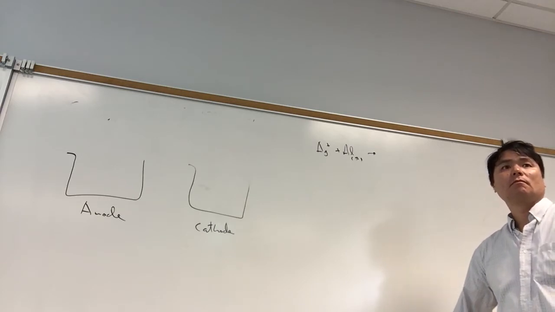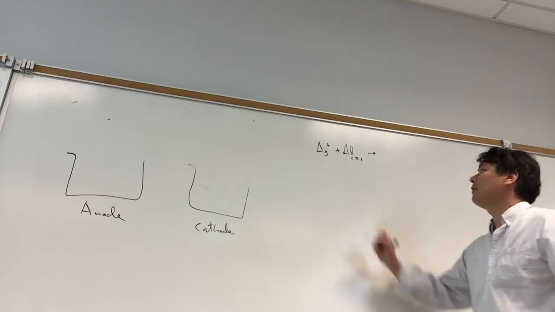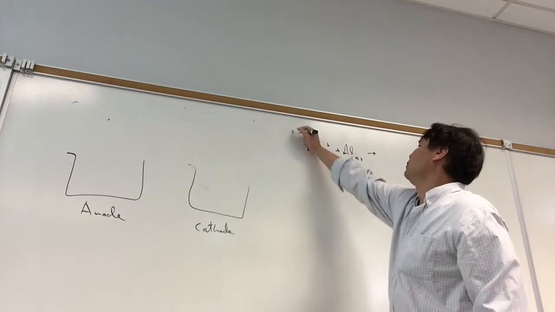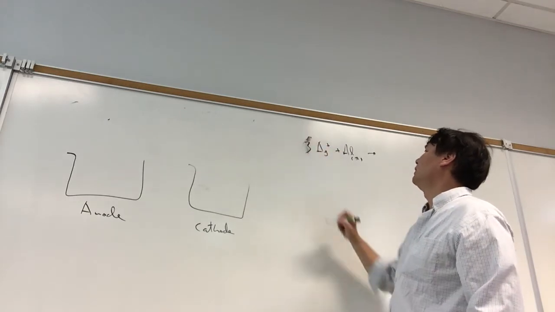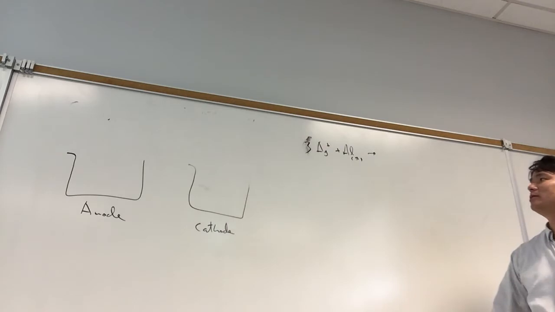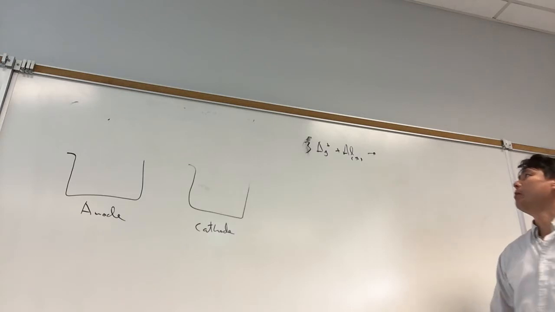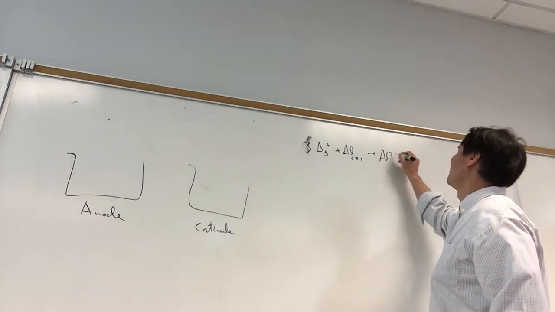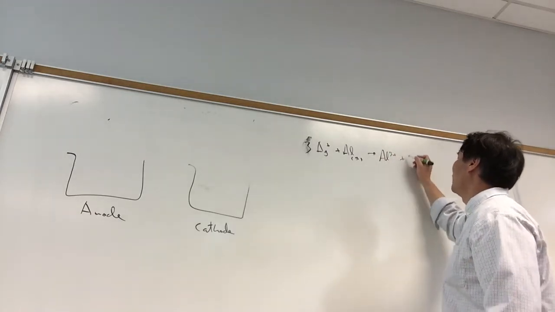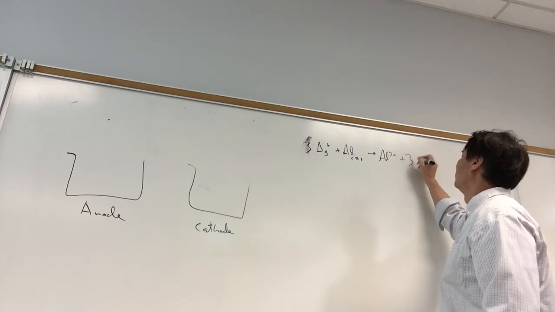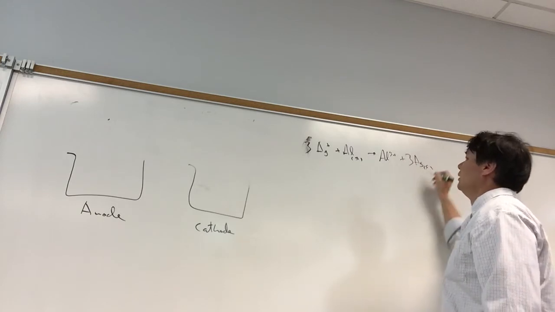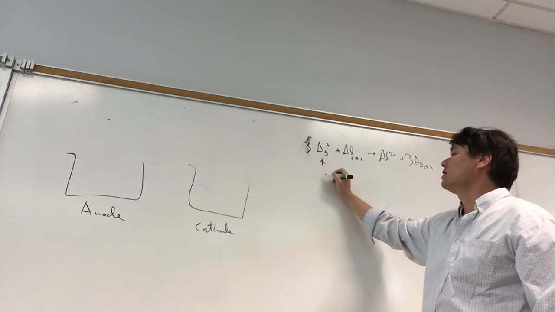Wait, wouldn't it be 3 silver? Yeah, it'd be 3 silvers. There are different ways you could do this. You could get it in a single replacement form, or you could just do it like we did at the beginning of the semester, the general redox method. This is going to produce aluminum 3 plus. So we're skipping the general redox and just figuring it out. And silver metal.